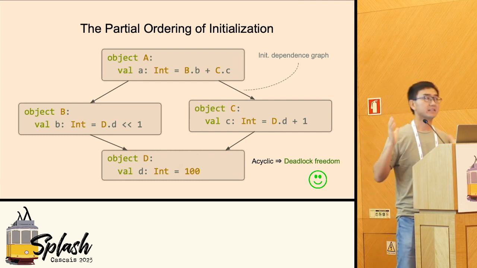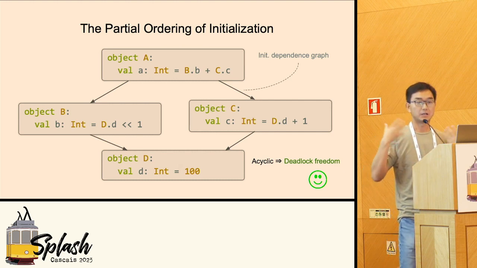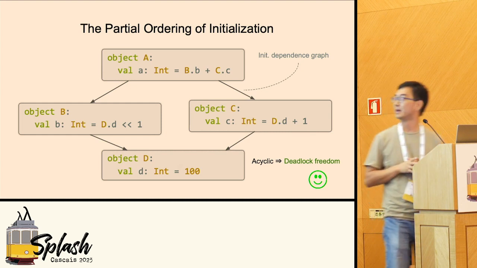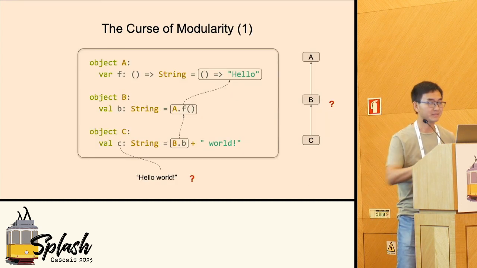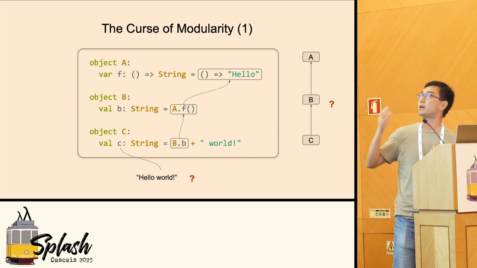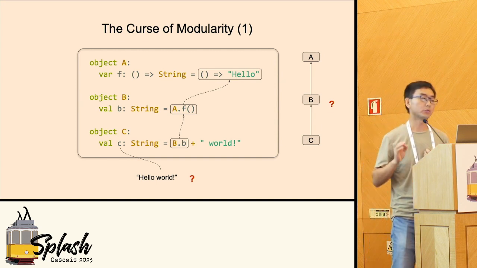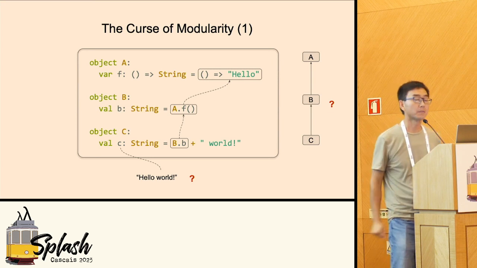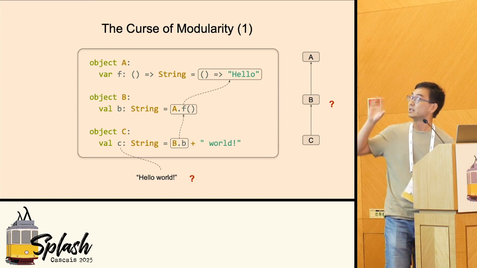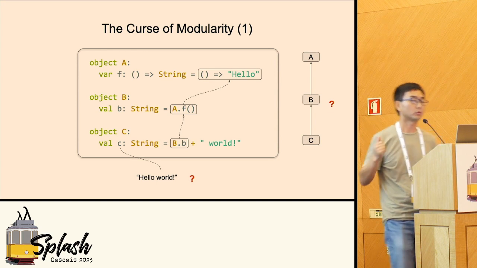It seems that at this point, we have solved both problems of initialization safety related to global objects. Are we done? Not really. If we set out to enforce partial ordering using static analysis, we would soon run into a problem which we call the curse of modularity. Basically, the problem is that we cannot correctly construct the initialization dependence graph without doing whole program analysis.